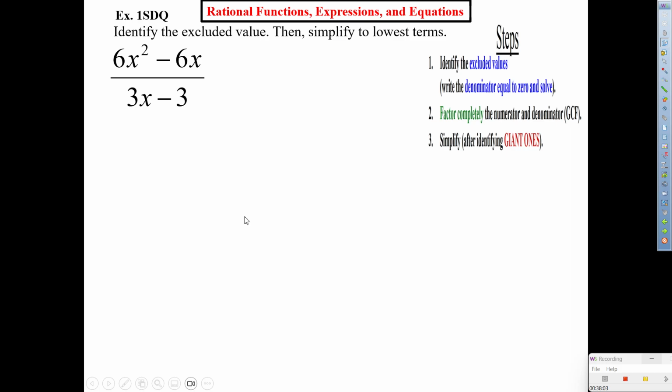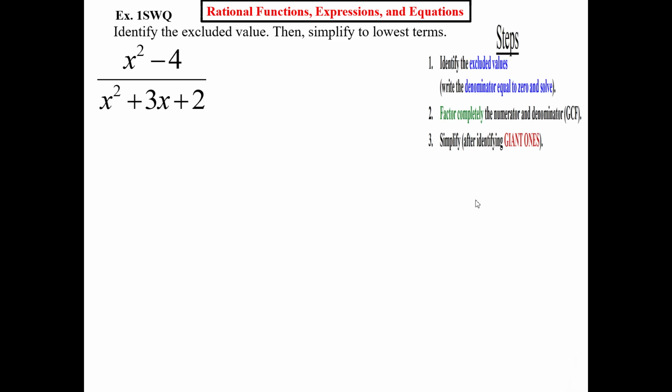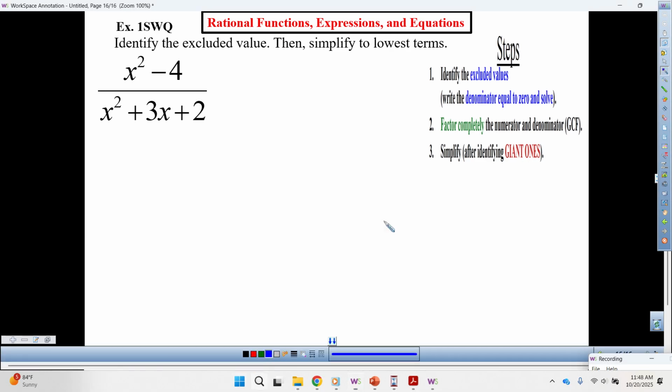Let's see. We did one of these. Copy this one. Example 1, Star Wars Q. x squared minus 4 over x squared plus 3x plus 2 on the denominator. All right, let's find the excluded value. Tell your neighbor what to write for the excluded value to get started. What do we write for the excluded value? Sarah, tell us what to write.